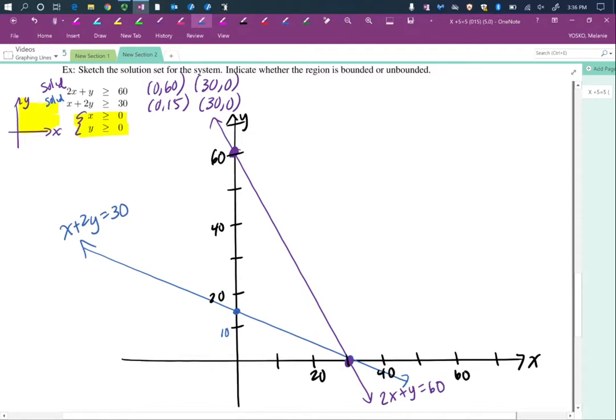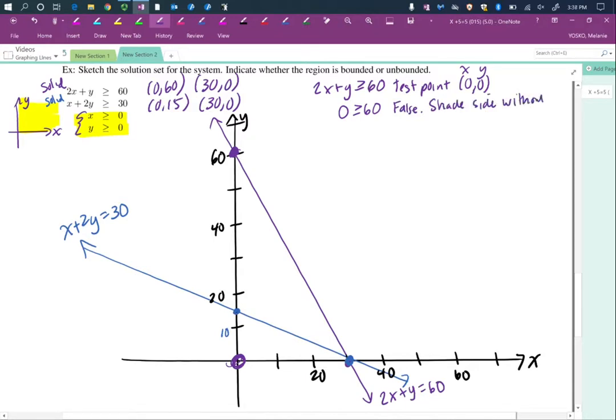Now we're going to figure out the shading. We've already discussed that x greater than or equal to 0 and y greater than or equal to 0 are going to give us a region in quadrant 1. So let's look at the other two inequalities. So let's look at 2x plus y greater than or equal to 60. Let's pick a test point that is not on that line. Well, this is my line right here. 0, 0 is not. 0, 0 is easy, nice and convenient. Remember, x is 0, y is 0. So when x is 0 and y is 0, this side becomes 0. 0 greater than or equal to 60 is false. So we're going to shade the side without the point 0, 0. So here's 0, 0. We're going to shade the other side. So we're shading this way.